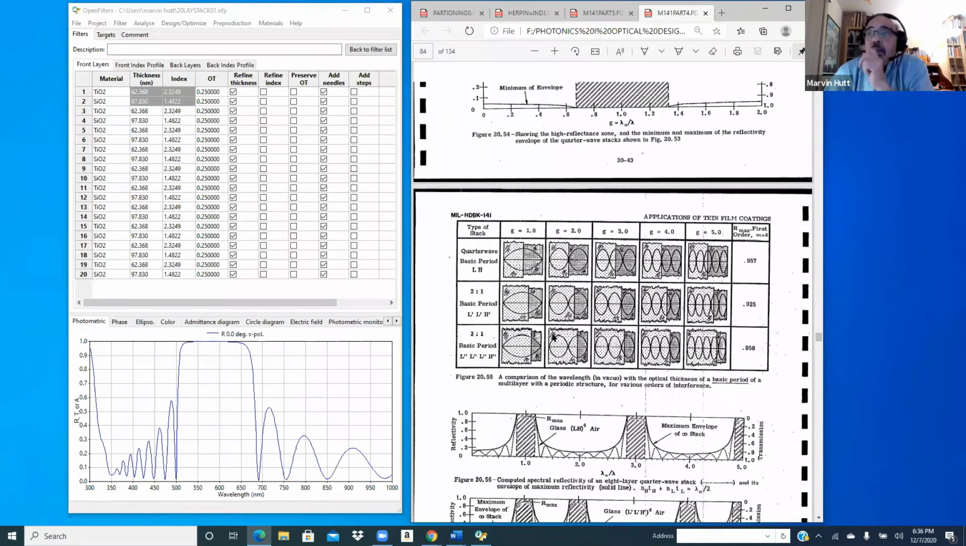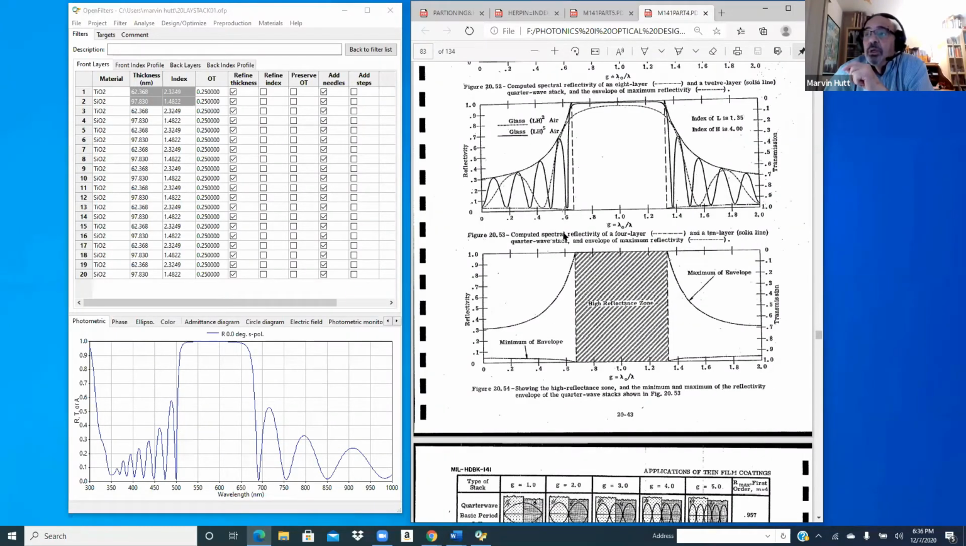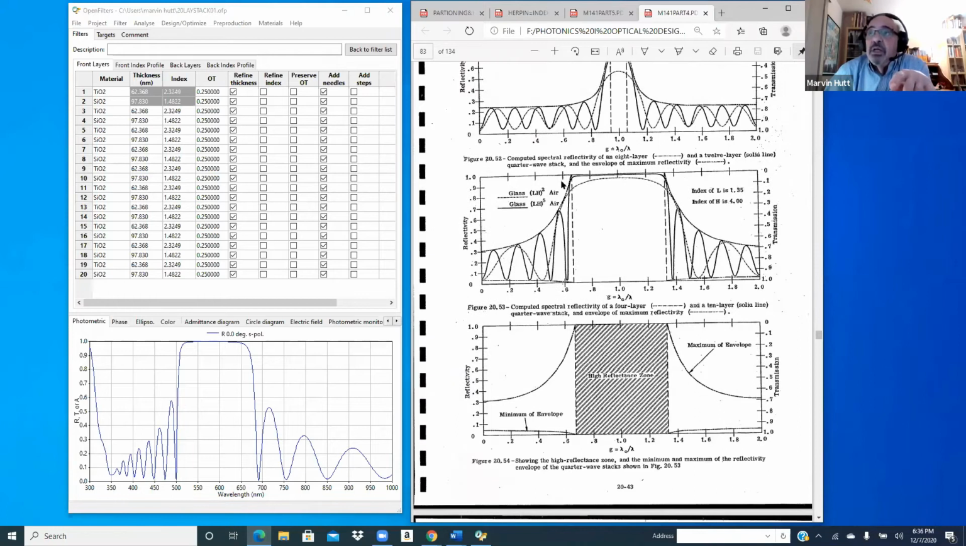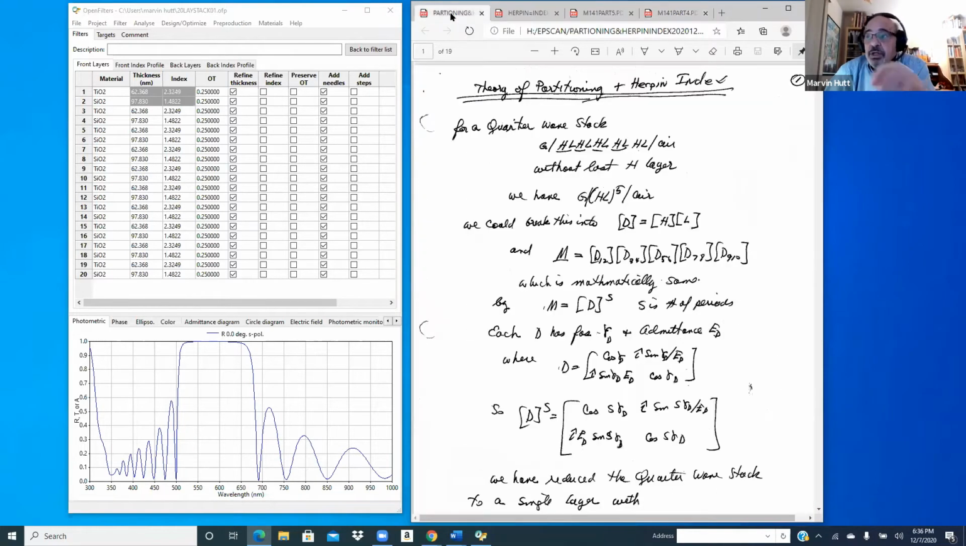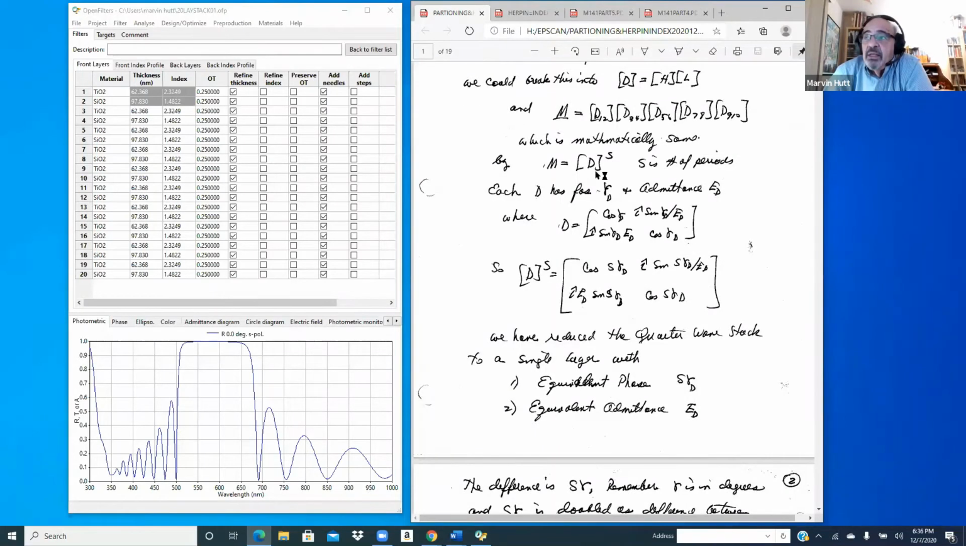All right, now let us go to the fundamentals of all of this. So I'm going to go into something called partitioning. Now, follow this. We have a stack, high, low, high, low, high, low, high, low, without a last high layer. So we have high, low to the 5th power. Now we could have written it as high, low as this, or the mathematically the same as this, S times. Now we get the crux of the matter.